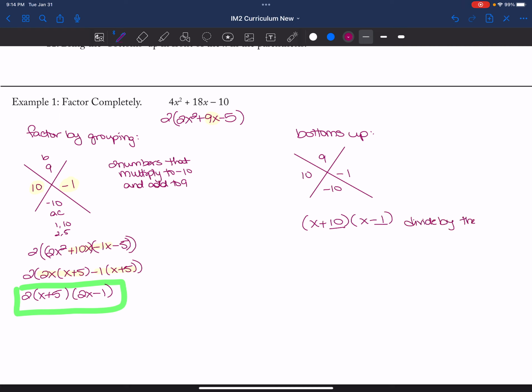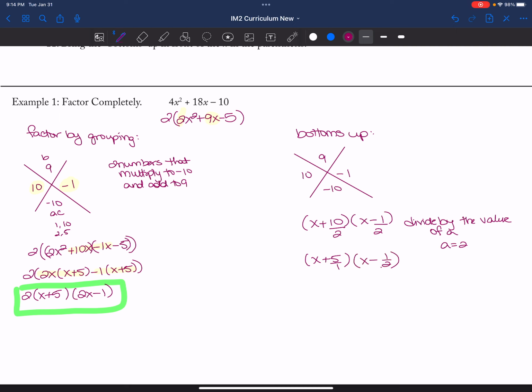of A. So in this case, A is equal to 2 because that is the coefficient of X squared. So I'm going to divide everybody by 2. And then I'm going to reduce. So I get X plus 5 over 1 and X minus 1/2.